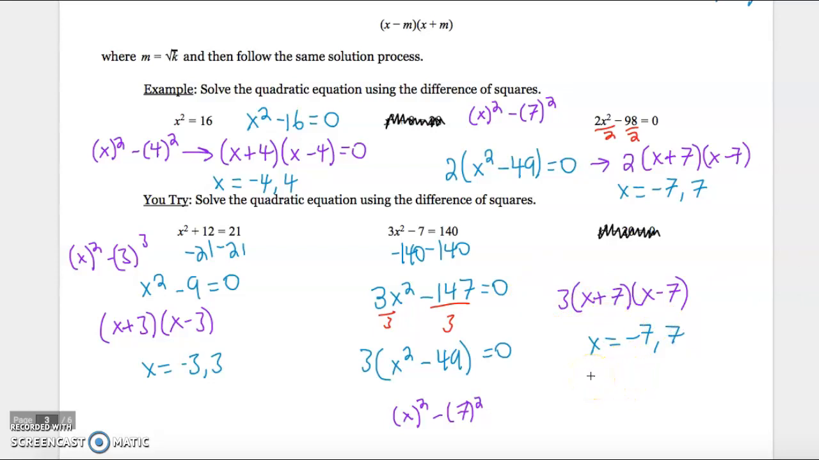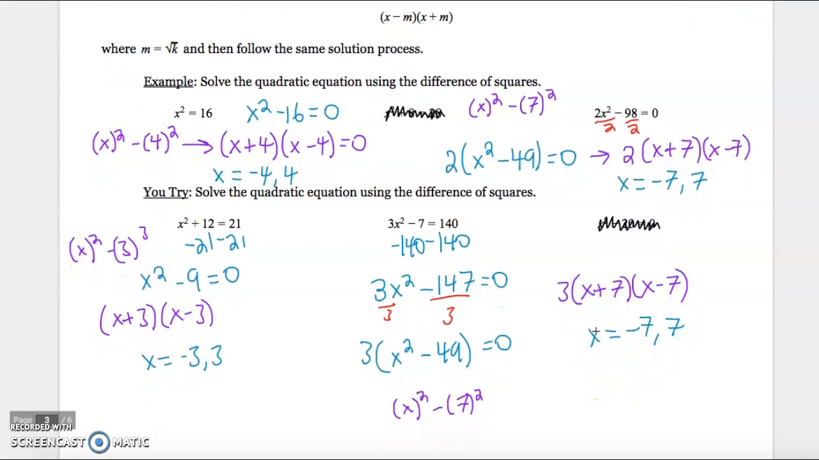All right, so that's some difference of squares problems for you. Let me know if you have any questions. Other than that, feel free to go practice.